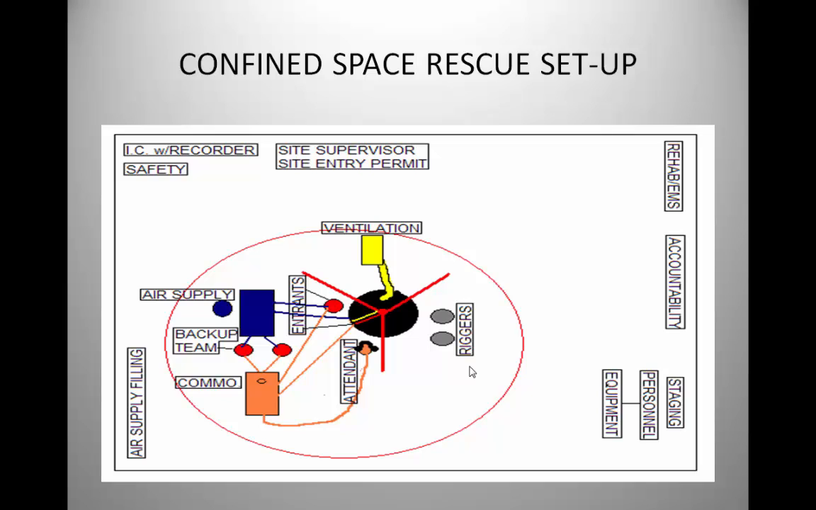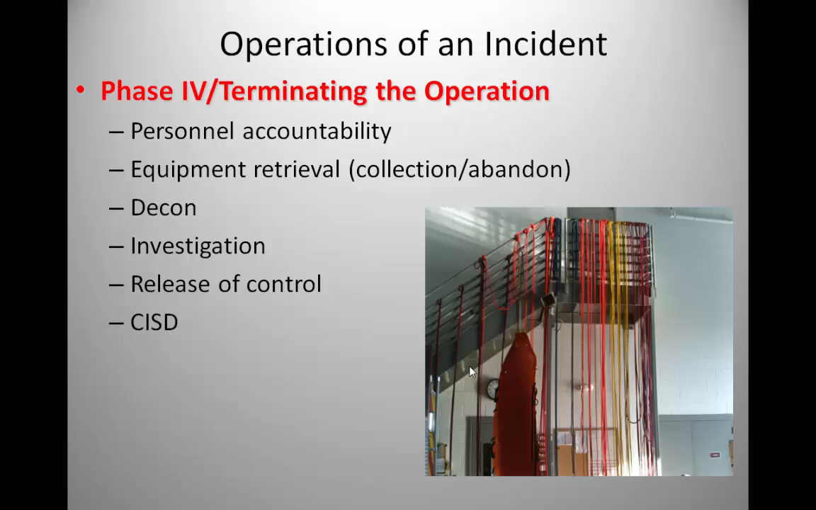And then the last phase is the termination phase, phase 4, personnel accountability. As you saw before, even during this, and probably more so during the termination phase, because by this point we're all tired. Everybody's done work, physically, mentally. So account for everybody, even if it means taking a break, rehabbing, and then bringing everybody back in for the breakdown. Equipment retrieval, collection versus abandonment.